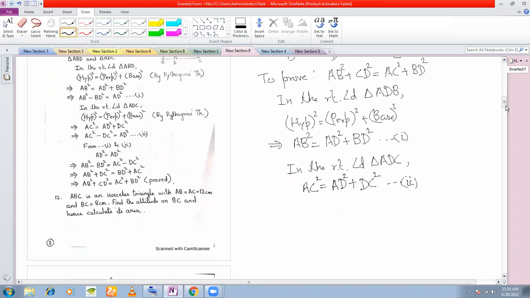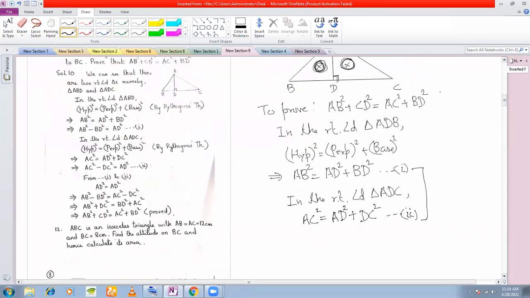Now look at what we have to prove. From these two, we want to prove this. See, what do I have? I have AB in the proof, so I have AB here. I have CD in the proof, I have CD here. I have AC in the proof, I have AC here. I have BD, I have BD. So which one is missing? Which one is the odd one out? Only AD square is missing here, right? Only AD square. This one is missing, and here this one is missing.